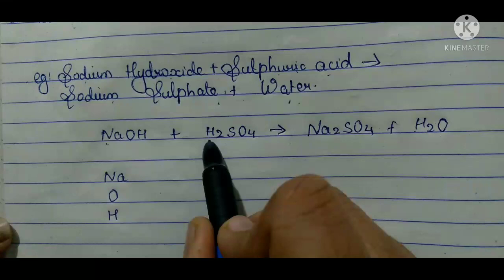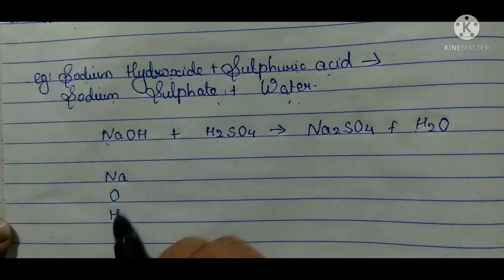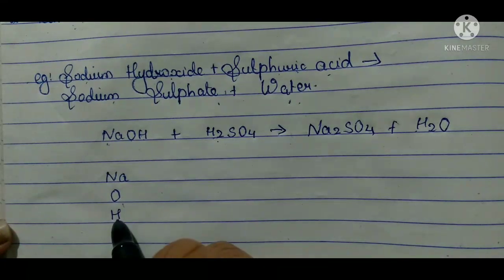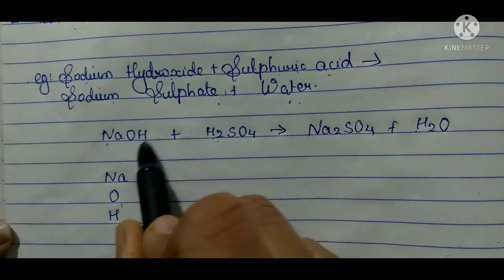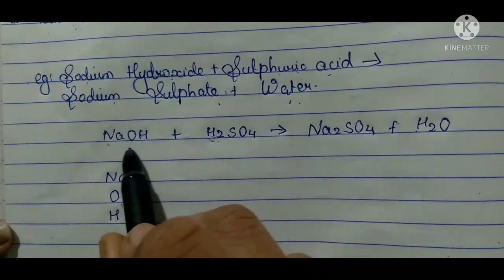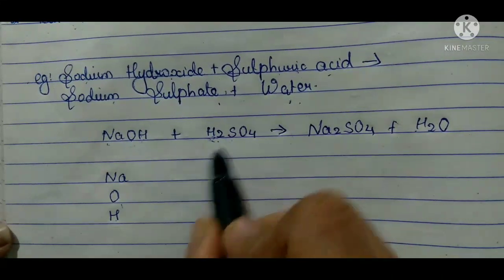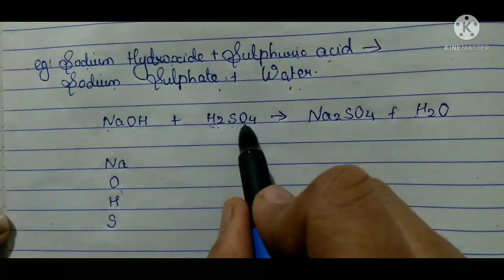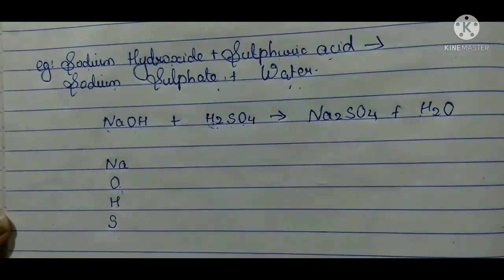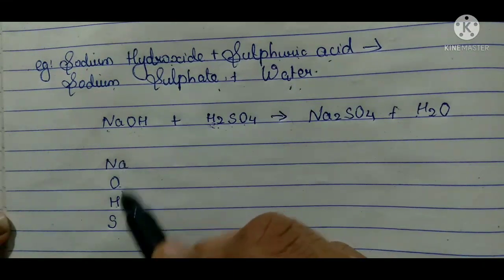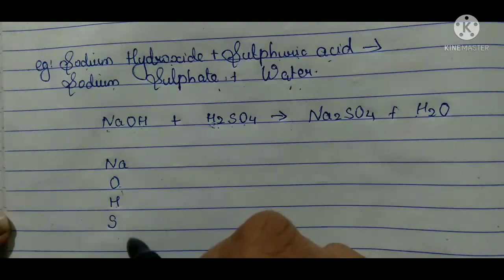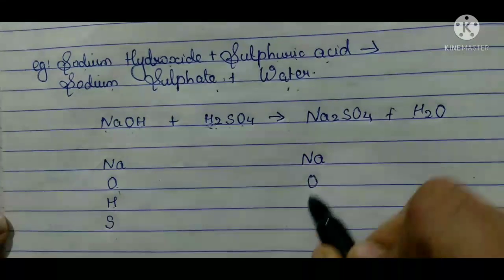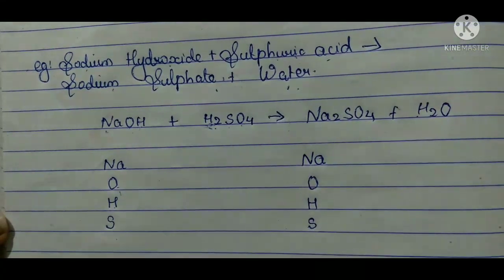Then next is H2SO4. I have already written H from sodium hydroxide, so I will not repeat it. I'll write H as it is. So H is common for both the molecular formulas. Okay, next one is S, so I will write S over here, and the last one is O. O is already written, so I will not repeat. So these are the symbols in LHS, that is in the reactant. The same thing I will follow in the product: Na, O, H and S.